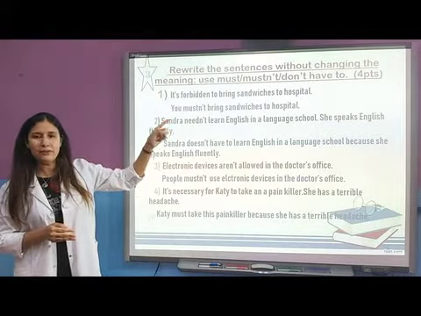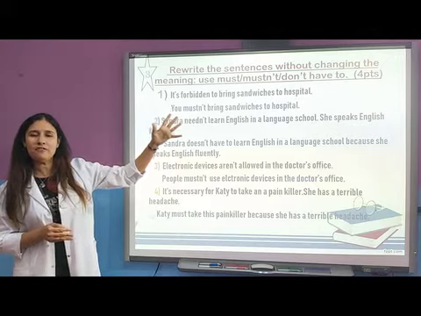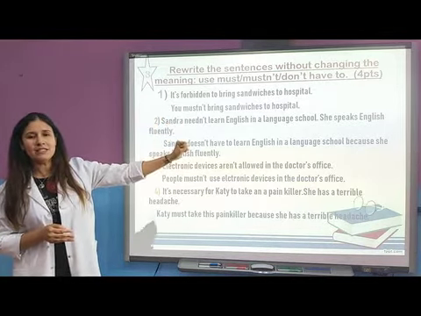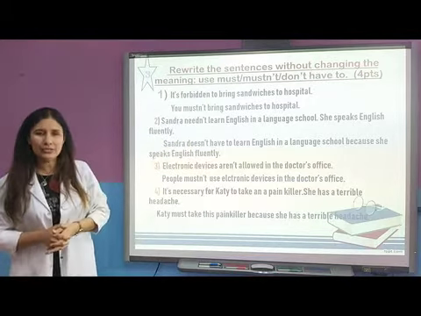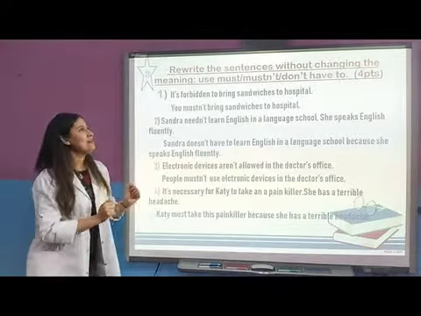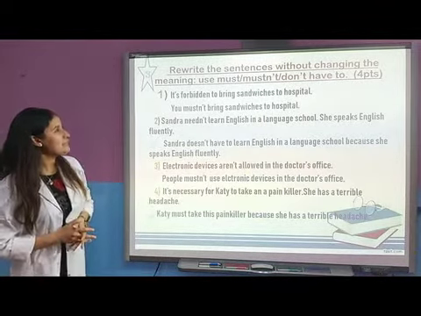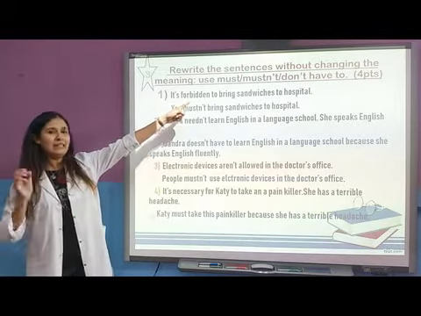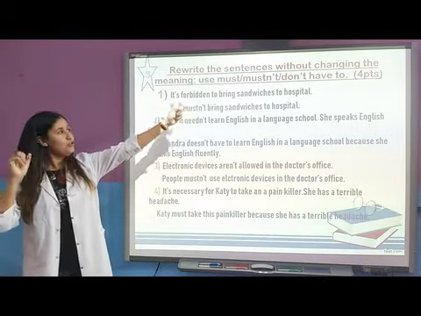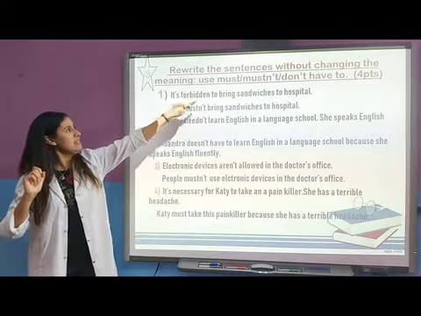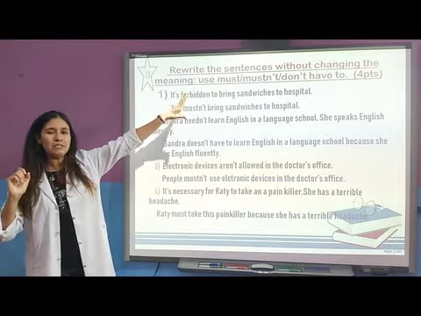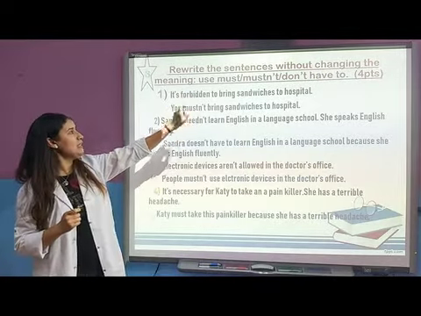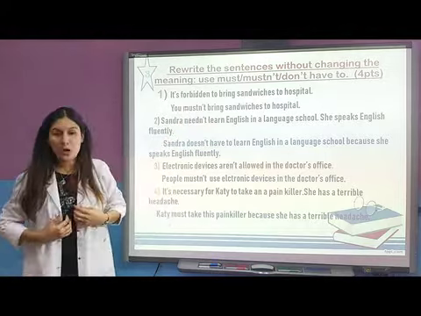And of course, these modal verbs are all followed by the verb in the infinitive. Just for don't have to, subject pronouns that go with don't have to are I, you, we, they. And for the third person singular, he, she, and it, you use doesn't have to. So, let's correct. Number 1, it's forbidden to bring sandwiches to hospital. As you can see here, the hint that has helped us to put mustn't is it's forbidden. When we talk about something which is forbidden or prohibited, we use mustn't.